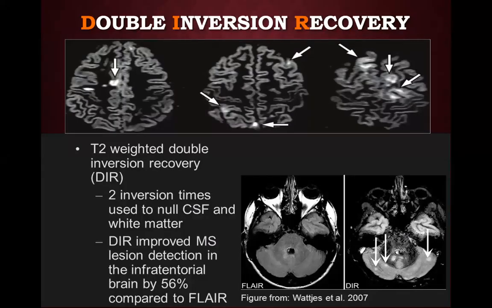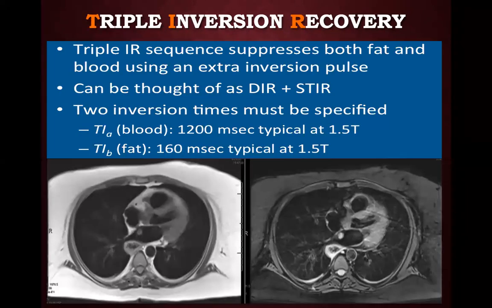What happens when you invert the signal coming from white matter also? You have double inversion, not just CSF, you are inverting white matter also. So now you will see only gray matter. This is called double inversion. You are inverting both CSF and white matter. And this is where you want to see the lesions in the cortex. This is especially important for MS patients.